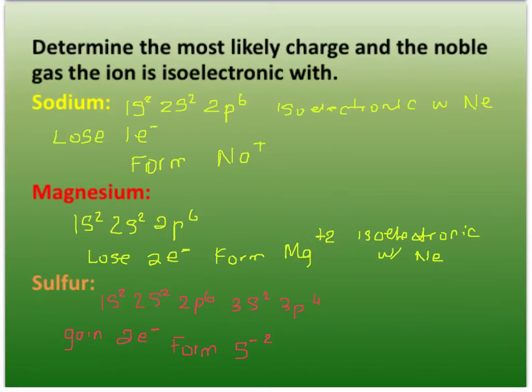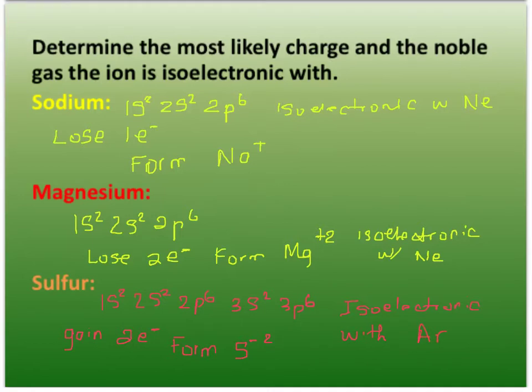So now our configuration would not end with 3p4. Instead, it will end with 3p6 because we gained two electrons. So what is that isoelectronic with now? Okay, so it is isoelectronic with argon. Okay, so that's how you do that.